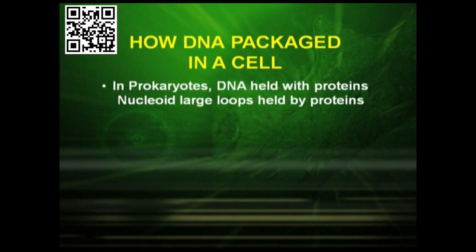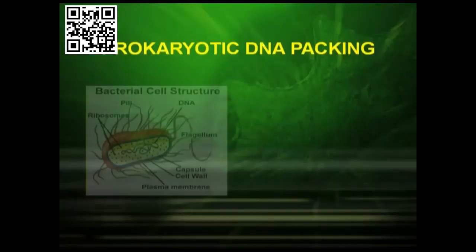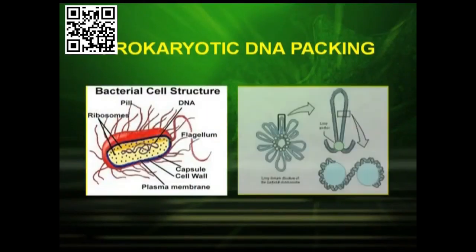In prokaryotes, the DNA is held with proteins. As you can see in the picture, the DNA is organized into a region called the nucleoid. There is no true nucleus. On the other hand, in eukaryotes, the DNA is present in a well-defined nucleus. Now, if we go into a little more detail on prokaryotic DNA packing, we see that the DNA is packed in the form of loops. So, there is so much coiling.